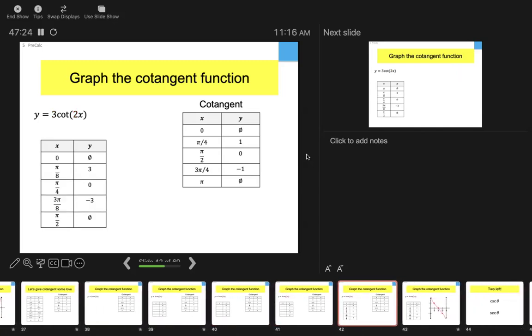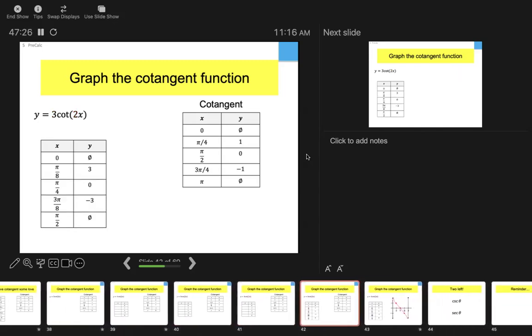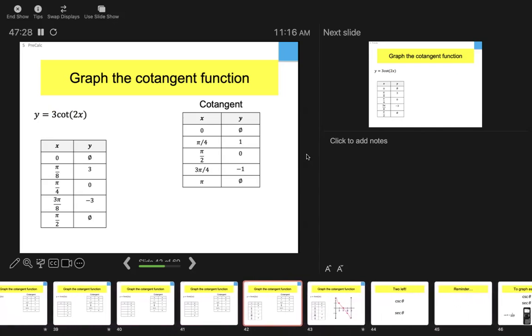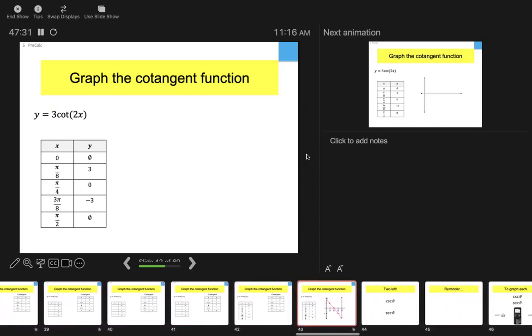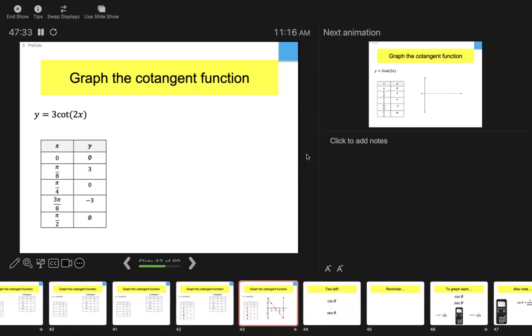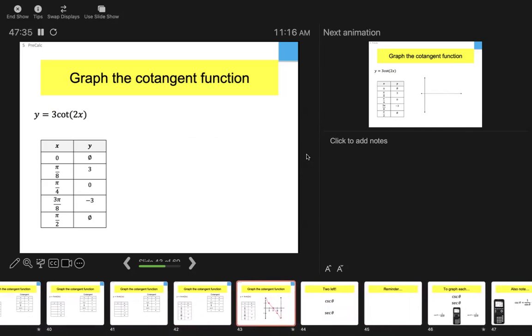Why is this not clicking? Oh, there we go. All right, cool. Leaf, you got the parent one for cotangent? Okay. All right, somebody tell me something smart. How are we going to do this one?